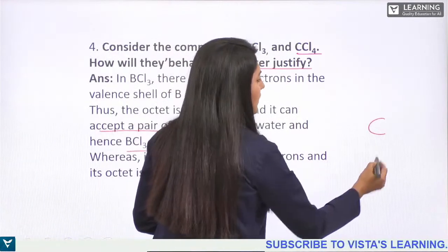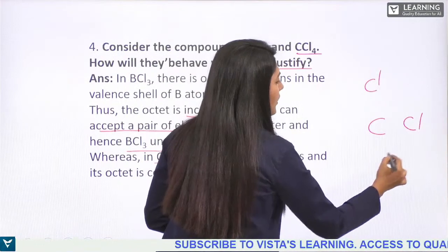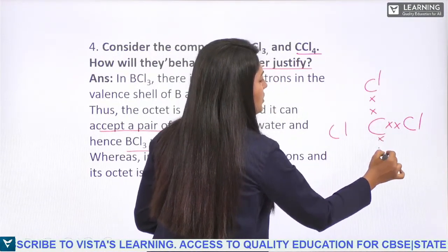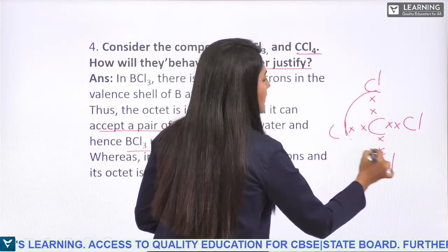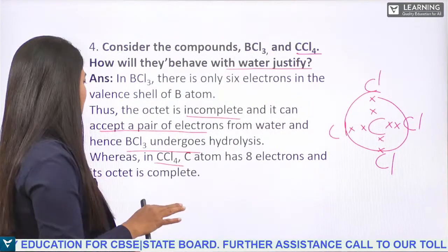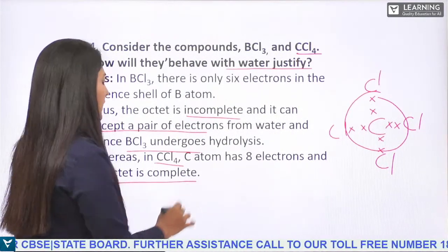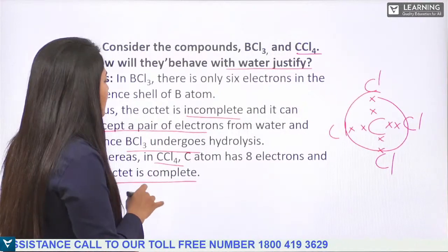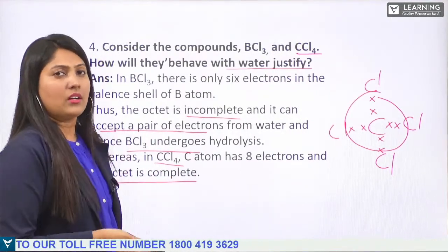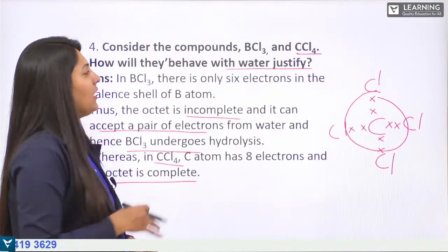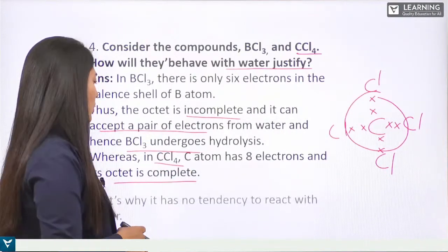So BCl3 undergoes hydrolysis, whereas in carbon tetrachloride, carbon has 4 electrons and it is sharing. So you get carbon and 4 chlorine atoms with 8 electrons in the outermost shell of carbon. So it is attaining its octet structure and it is stable. It has a complete octet structure, so it doesn't require to gain or remove any electron. So it is stable and it doesn't react with water.